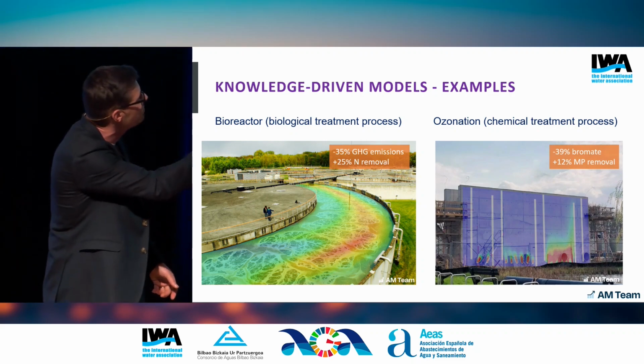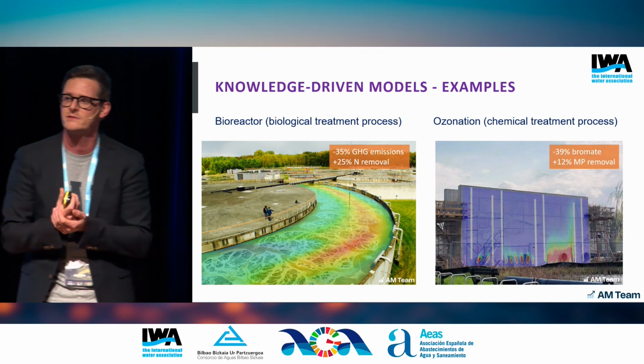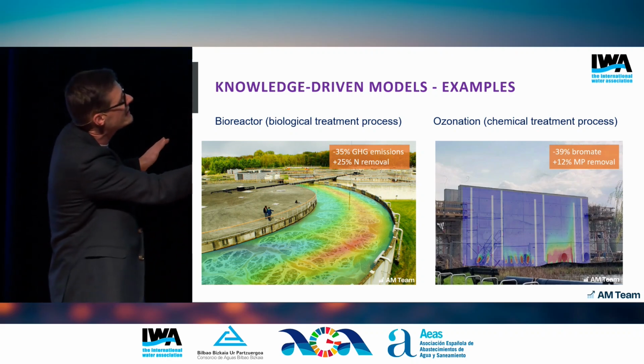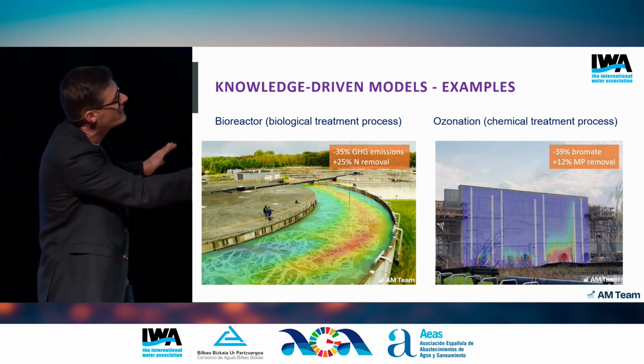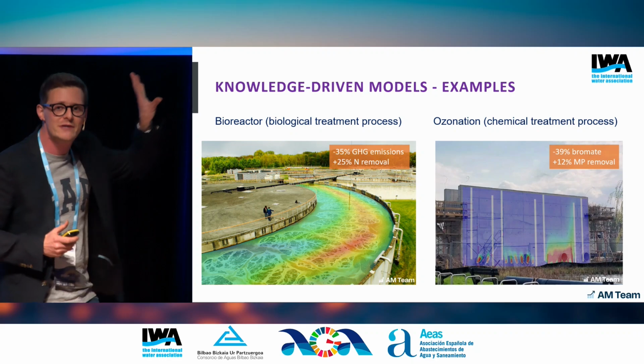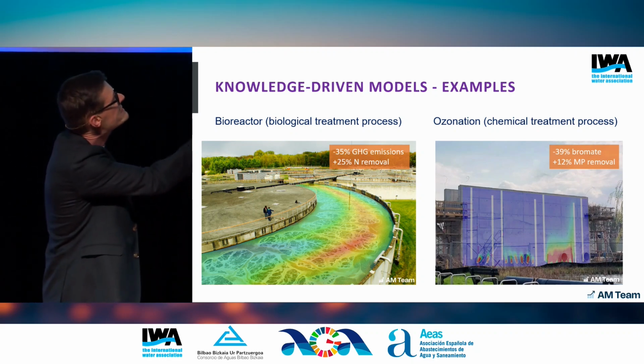For example, the red spots here indicate greenhouse gas emissions, or ammonia, or effluent quality, or energy. And in this case, in this chemical process, you are predicting byproduct formation, how much should you dose, okay? So these are mechanistic models. And of course, they are proven.